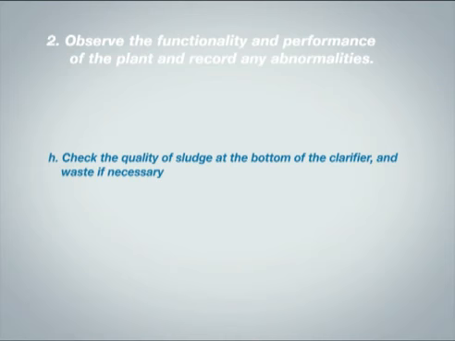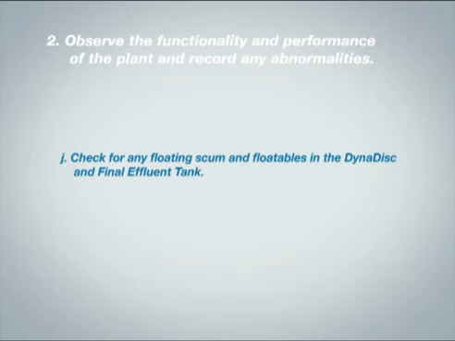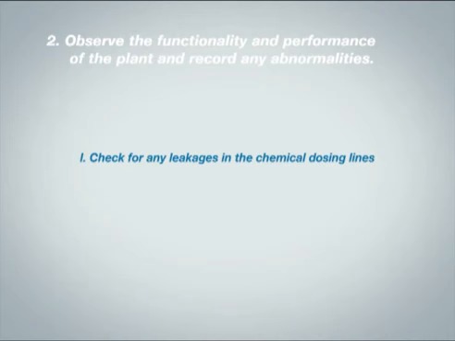H. Check the quality of sludge at the bottom of the clarifier and waste if necessary. I. Observe water going over the weir and note the amount and size of flocs managing to go over. J. Check for any floating scum and floatables in the Dynadisc and final effluent tank. K. Check for any leakages in the aeration system. L. Check for any leakages in the chemical dosing lines.